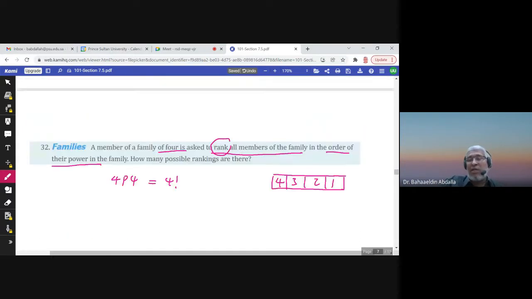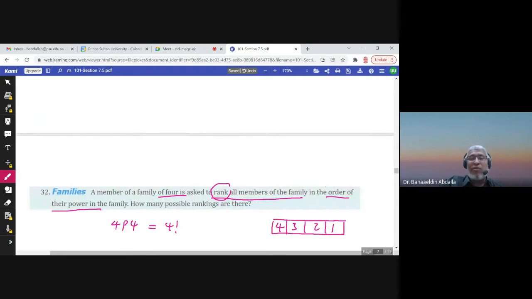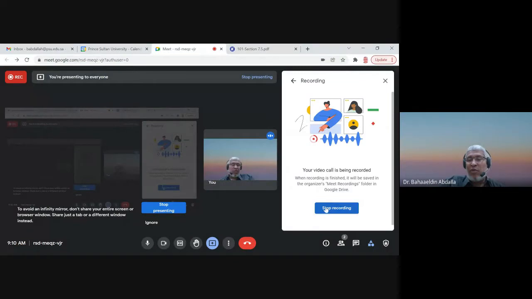So these are some exercises about permutations. I hope you understand what we mean by permutation.